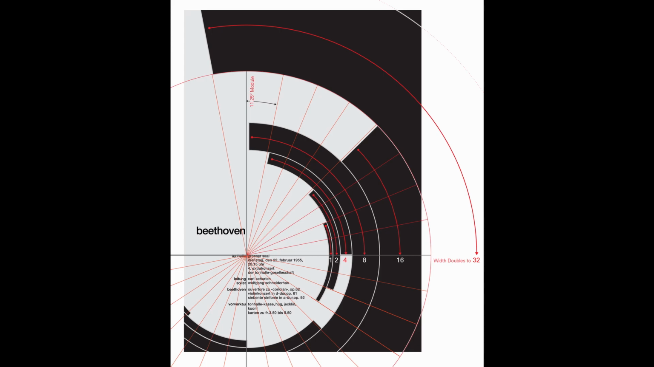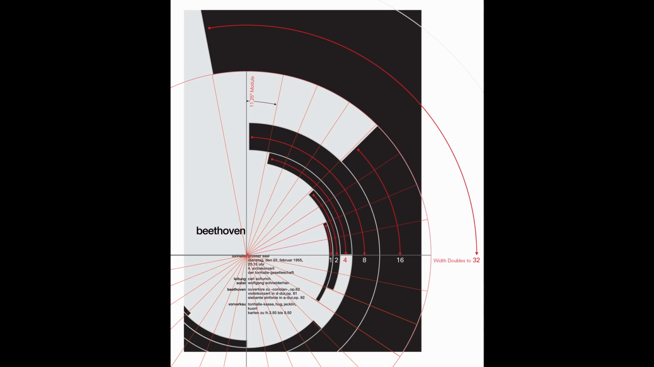The arcs that you see here are moving around the center of the circle based on a module of 11.25 degrees. Also, if we look at the width of the arcs, each one is based on a doubling principle like 1, 2, 4, 8, 16, with the biggest one being 32.